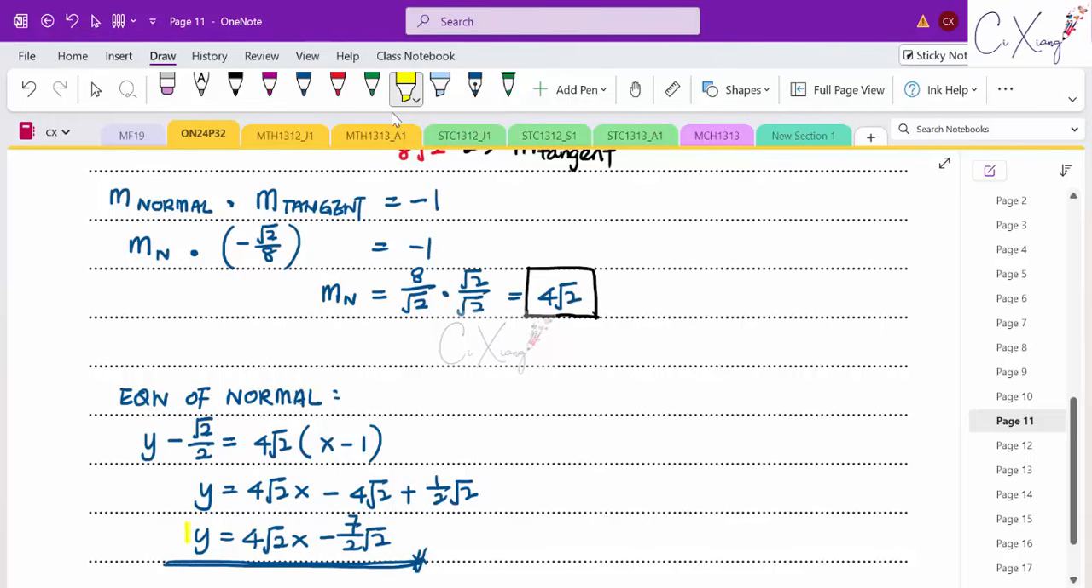So basically this is what we have for the equation of the normal in a parametric equation. So this is how we solve question number 8, right?